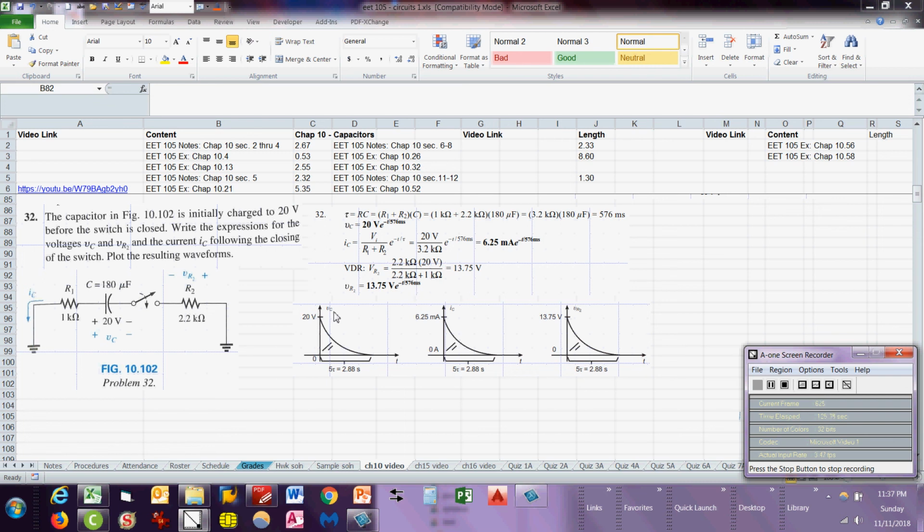microseconds. So VC starts off as 20 volts and it decays after 5 tau, which is 2.88 milliseconds, that's 5 times this number, to 0. IC starts off as 6.25 milliamps and it decays down to 0 after 5 tau. And then VR2 starts off at 13.75 volts and it decays down to 0 after 5 tau.